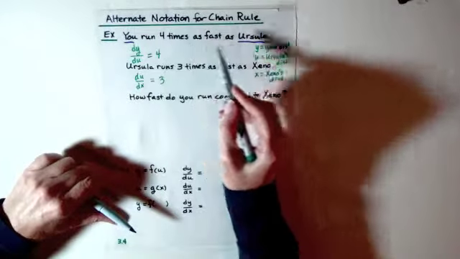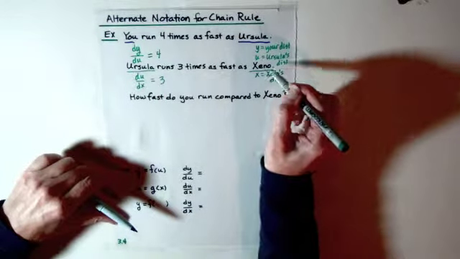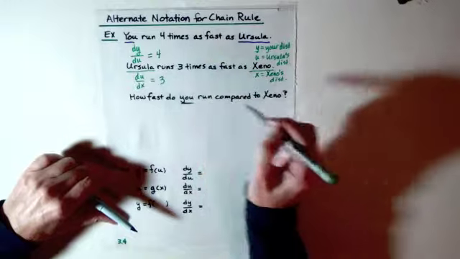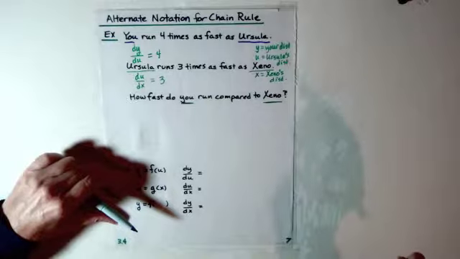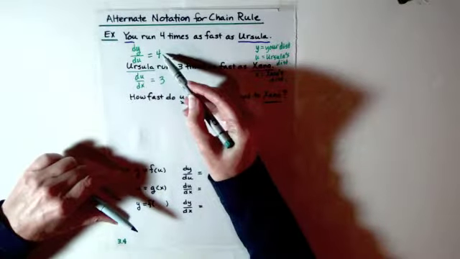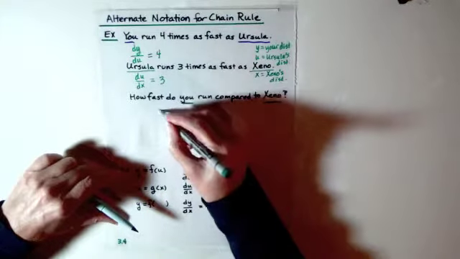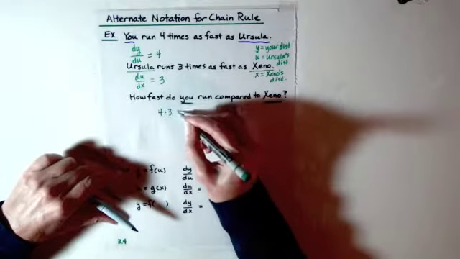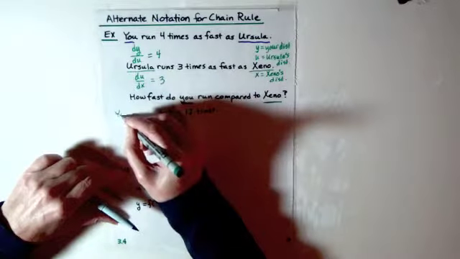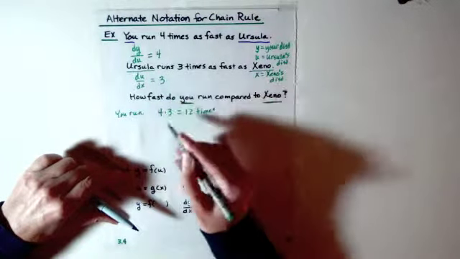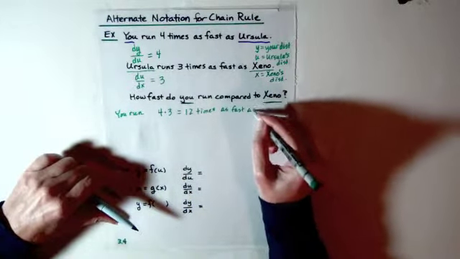So you run 4 times as fast as Ursula. Ursula in turn runs 3 times as fast as Zeno. And now I'm asking, how fast do you run compared to Zeno? And hopefully your intuition will give you an answer to this. You run 4 times as fast as Ursula. She in turn runs 3 times as fast as Zeno. So you must run 4 times 3 or 12 times as fast. So I'm going to say you run 4 times 3 or 12 times as fast as Zeno.